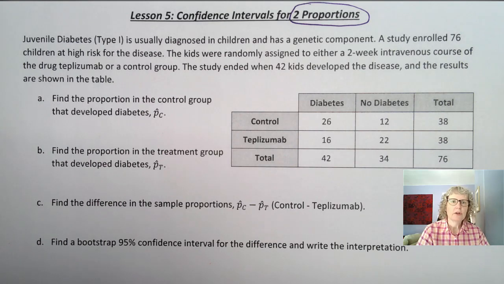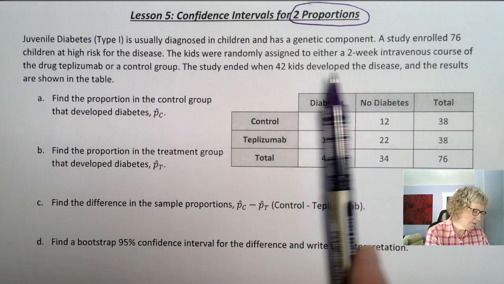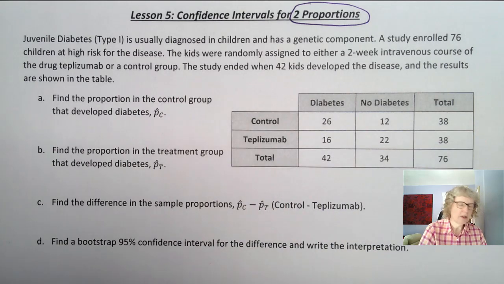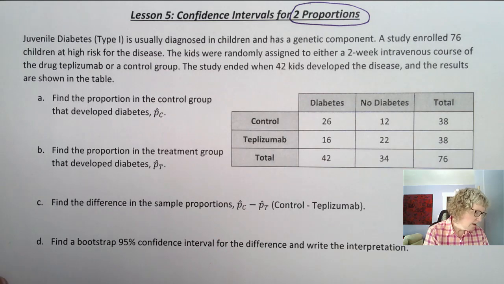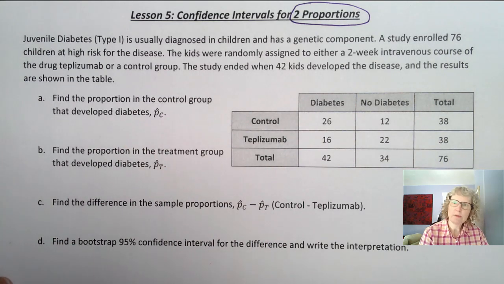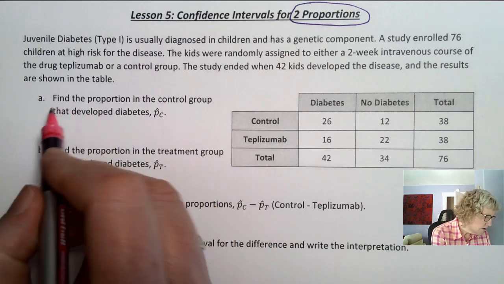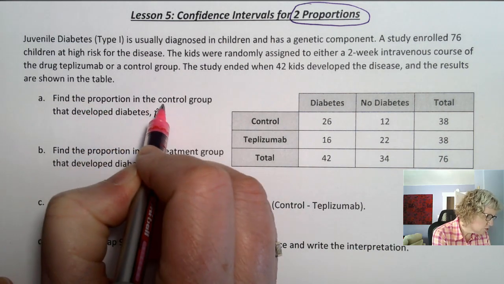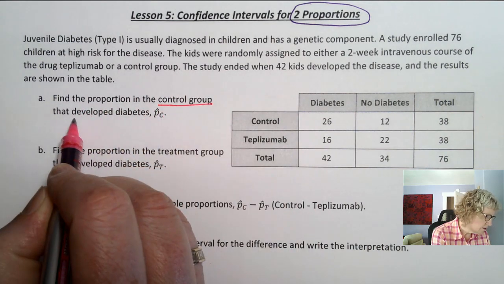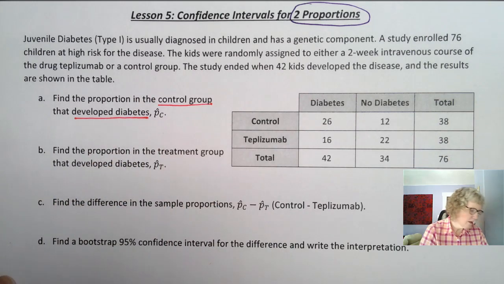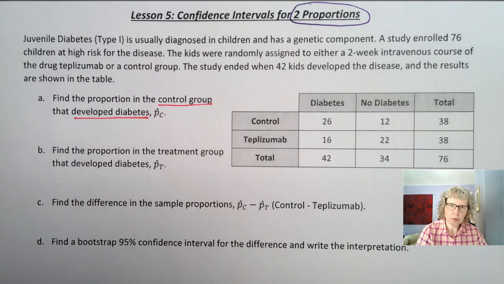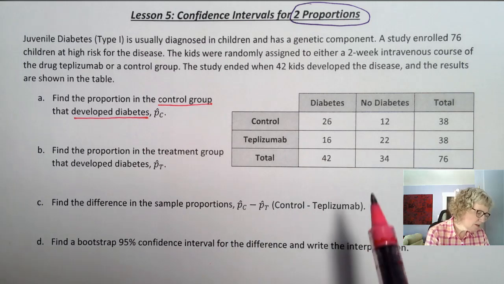Okay, so here we have a whole table, and one of the things that's going to be important is picking out which numbers we need to use, because there's more than just two proportions in here. So let's read what we're going to do first, and I'll talk a little bit about the table also. This says, find the proportion in the control group that developed diabetes. Okay, so let's look at our table here.